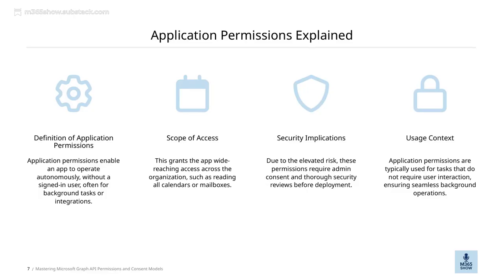First, let's talk about the usage context. These permissions are mainly used for tasks that don't require user interaction, which means they can run smoothly in the background without bothering the user. This makes them ideal for automation and background processes.